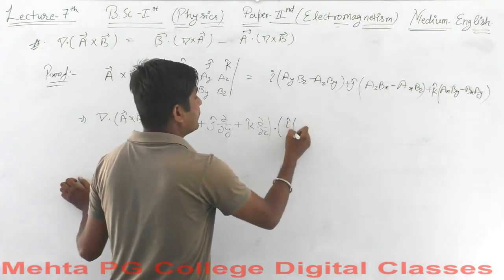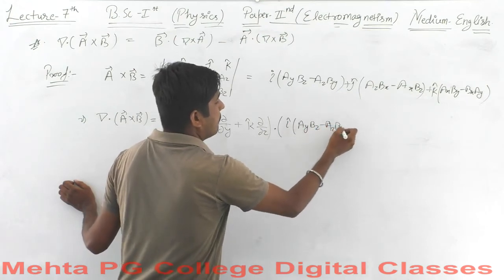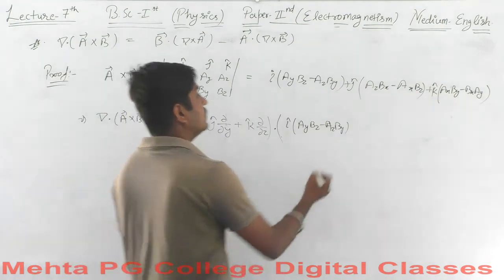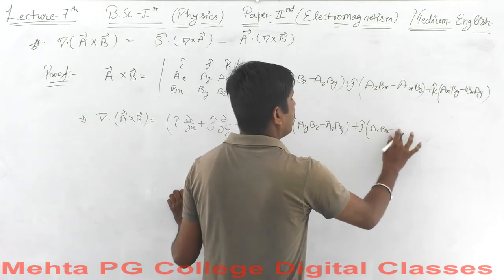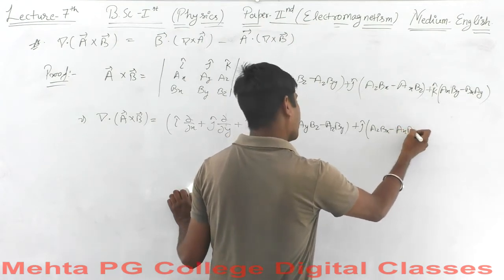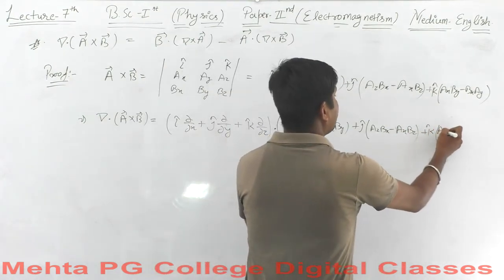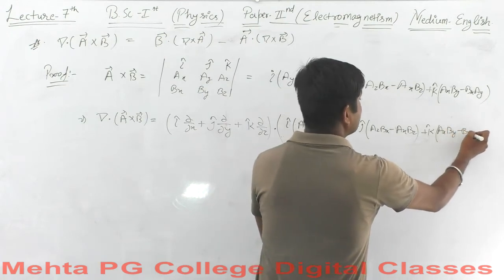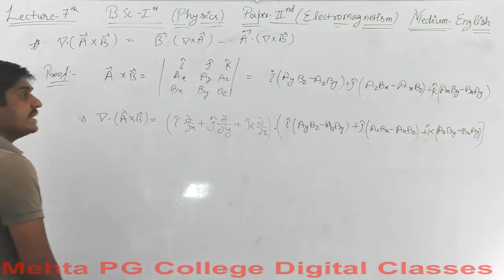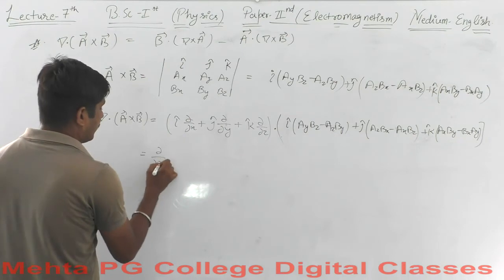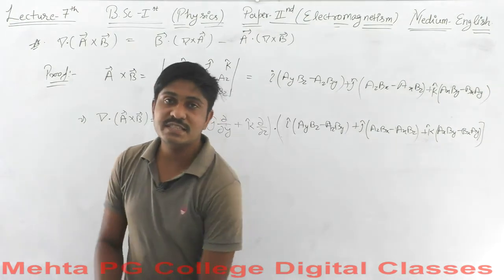So what remains is i cap (AY BZ minus AZ BY) plus j cap (AZ BX minus AX BZ) plus k cap (AX BY minus BX AY). Okay, the product will be i cap with i cap, j cap will go with j cap, and k cap will go with k cap.